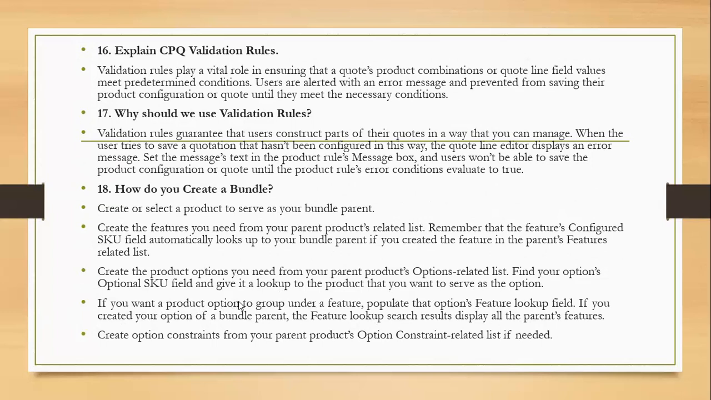If you want the product option to group under a feature, populate the option's features lookup field. If you create your option for the bundle's parent, the features lookup search results display all of the parent's features. Create the option constraints from your parent product's option constraints related list if needed.